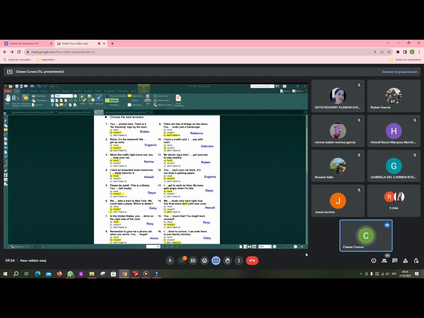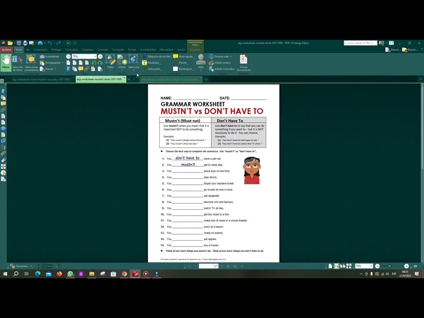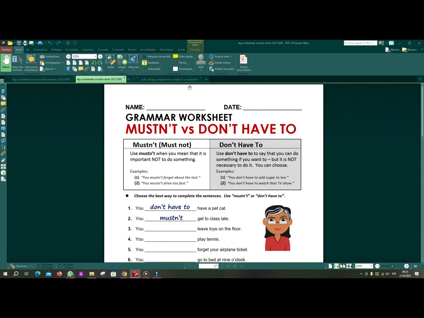Nice. Okay. So, guys, right now we're going to continue practicing mustn't or don't have to do something. If you notice here, we have two options, right? Sometimes we can use mustn't or don't have to. But what is the difference? Which would be the difference? Okay, let's do this. In this case, here you have this: mustn't versus don't have to.